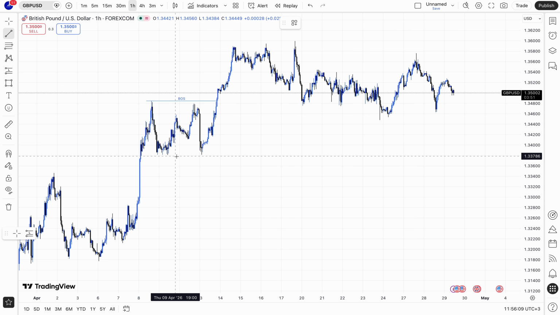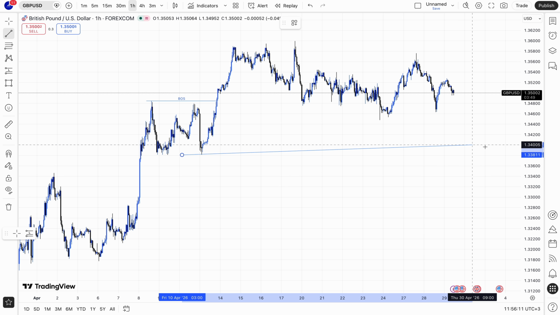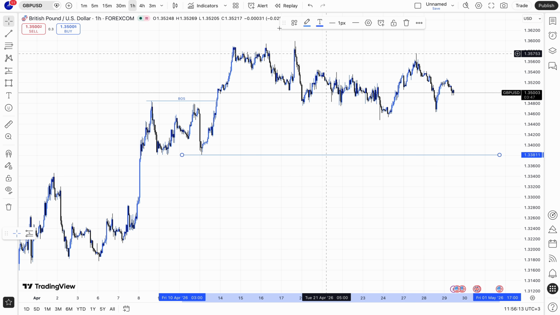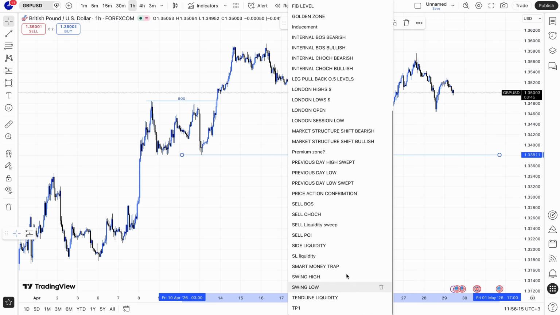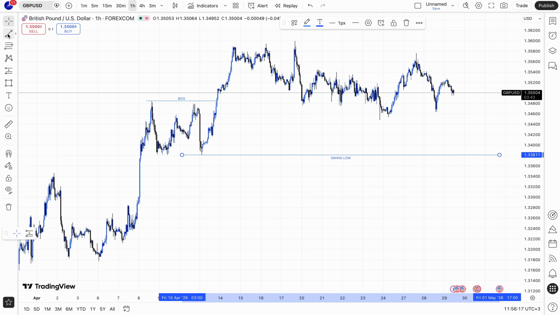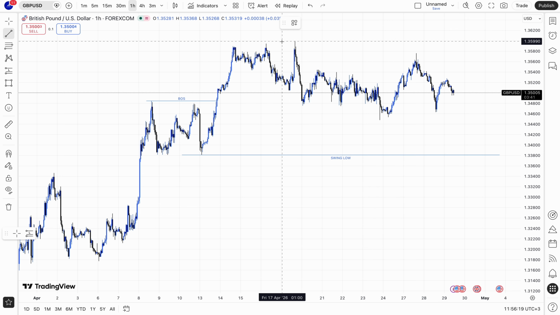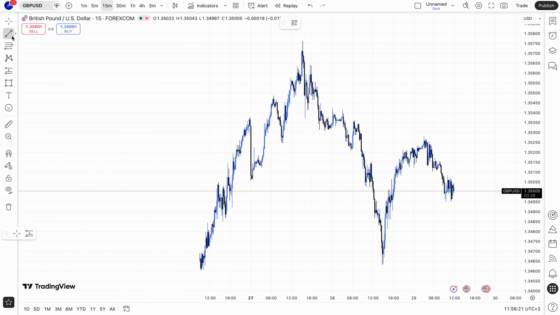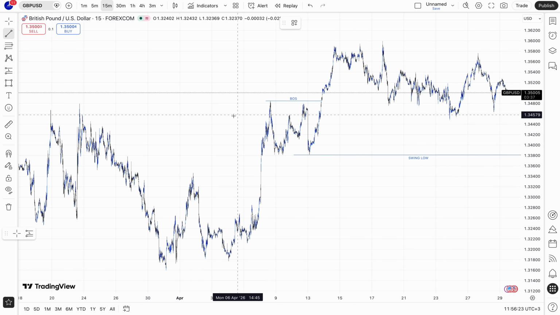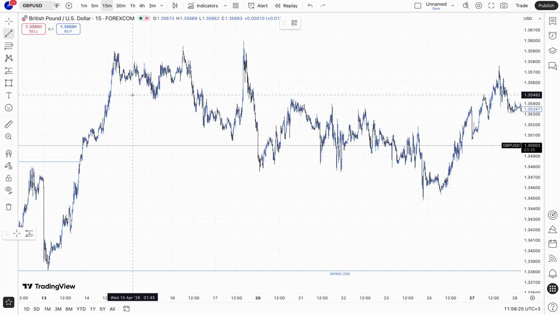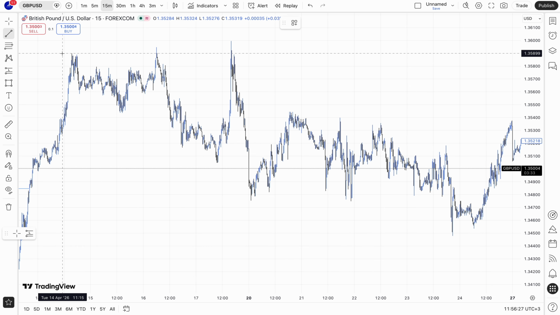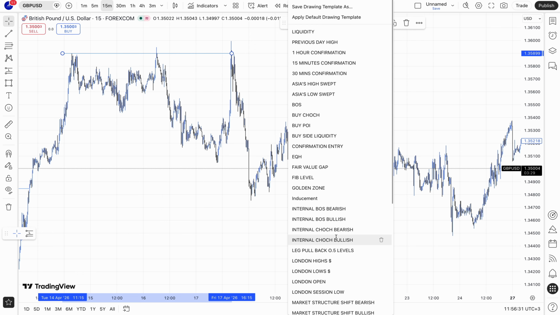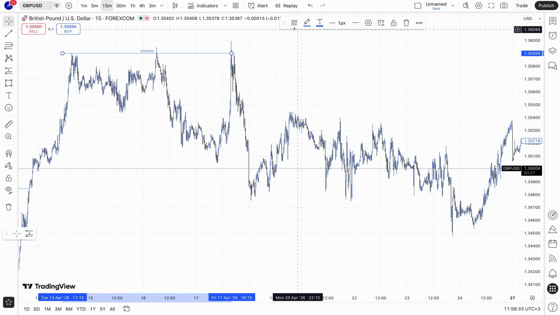Then we had to mark out our swing low, which is here, the protected low, and we had to mark out our swing high, which is here. So we had to move down to 15 minutes for our internal market structure, and for our internal market structure, this was the last break of structure to the upside. Break of structure to the upside, internal market structure.